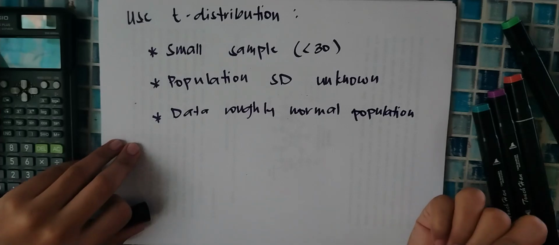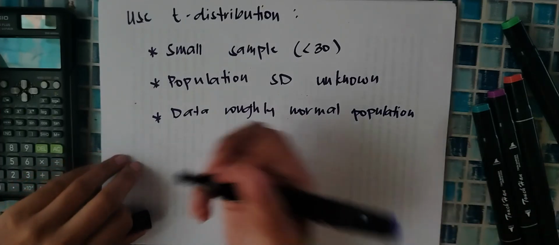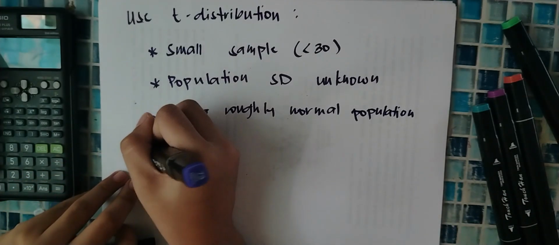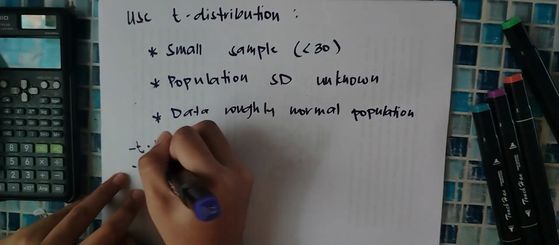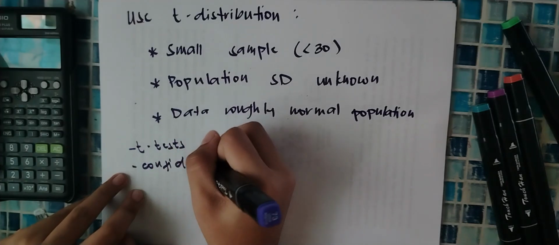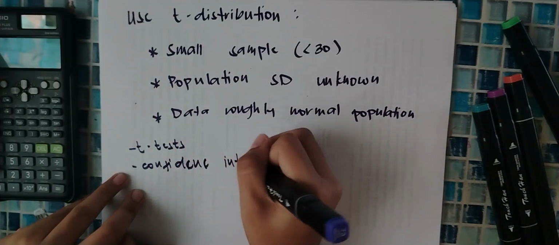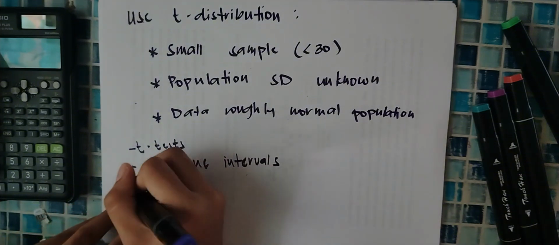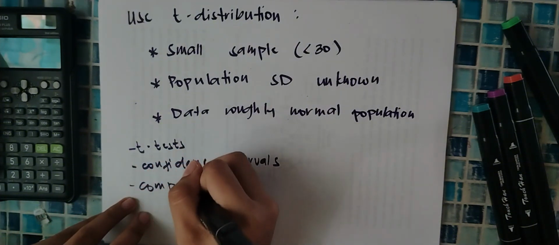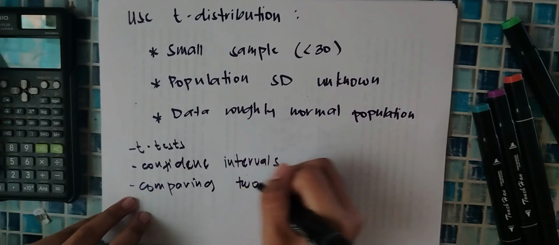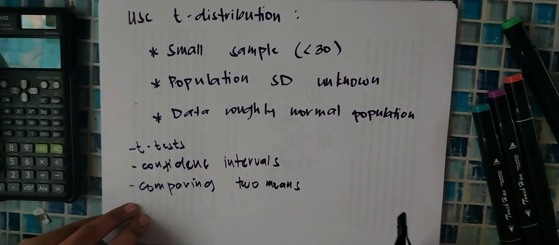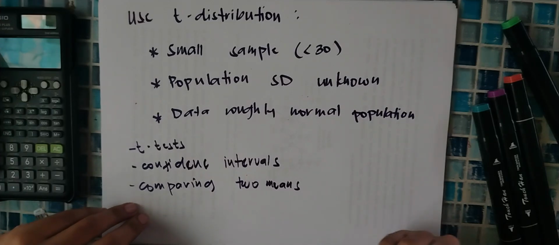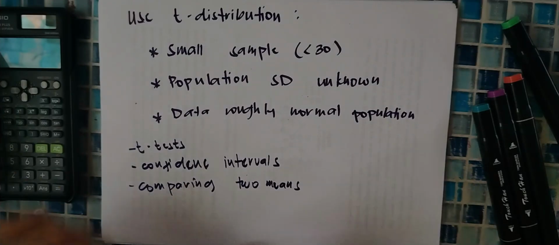The T distribution is used in many common statistical procedures such as the t-test, next is confidence intervals, and lastly is comparing two means. So the main idea is that the T distribution helps us handle the extra uncertainty that comes from small samples.